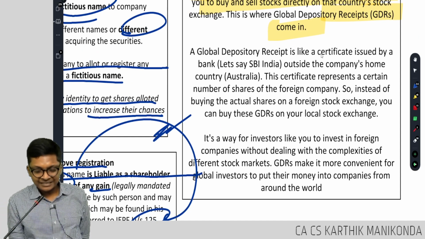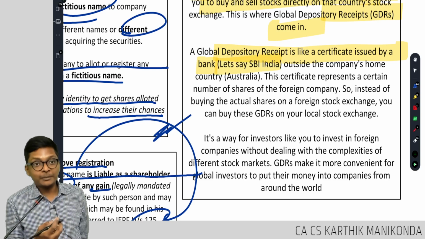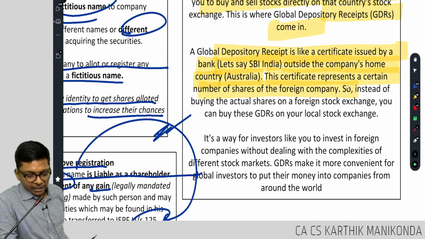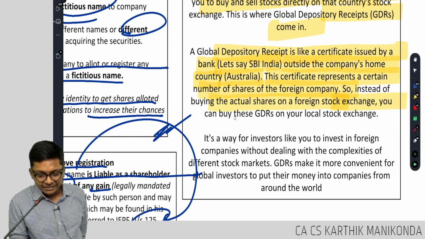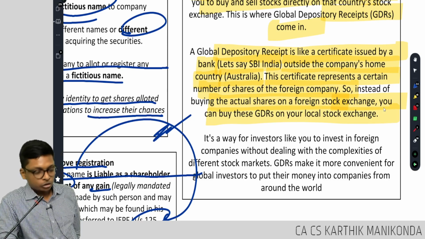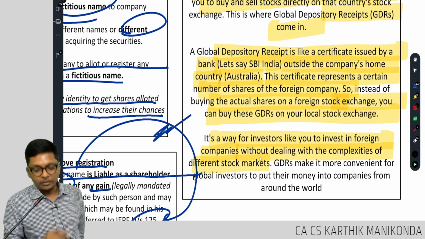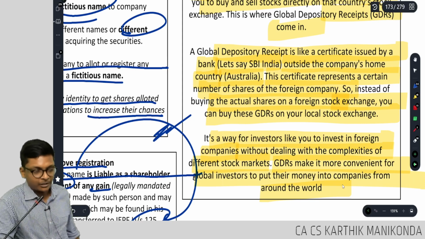A global depository receipt is like a certificate issued by a bank, let's say SBI India, the custodian bank I told you, correct? Outside the company's home country, Australia. This certificate represents a certain number of shares of the foreign company. So instead of buying the actual shares on the foreign exchange, you can buy these GDRs on your local stock exchange. It's a way for investors like you to invest in foreign companies without dealing with the complexities of different stock markets. GDRs make it more convenient for global investors to put their money into companies from around the world.